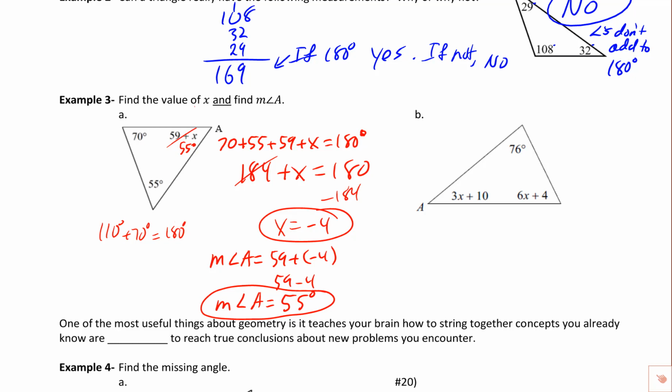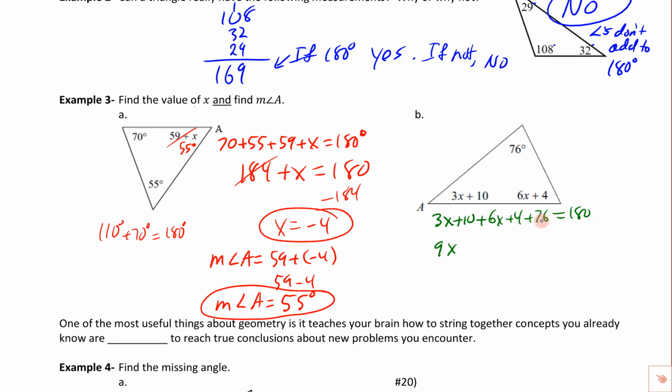So let's take a look at this next one here. Again, we're going to use the triangle sum theorem. We're going to add all of those together. So I'm going to do 3x plus 10 plus 6x plus 4 plus 76 equals 180. So I'm going to put these together and we get, let's see, this is 9x.